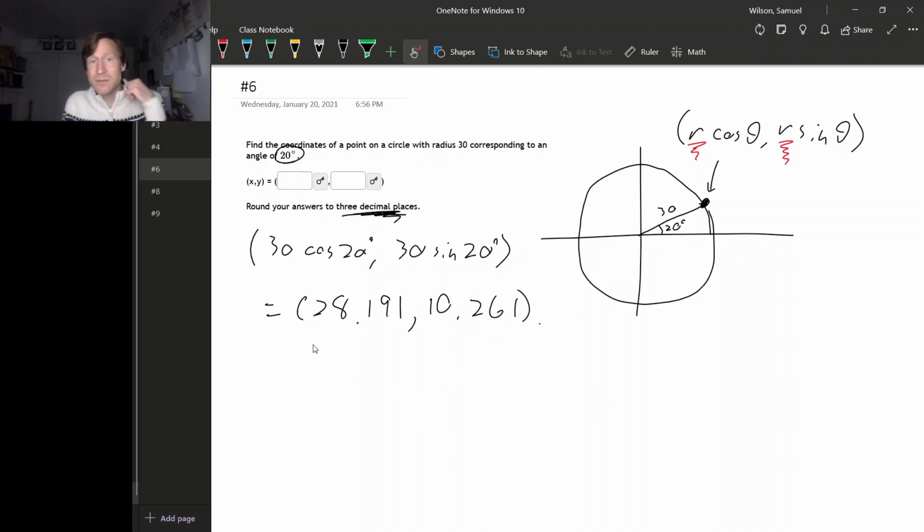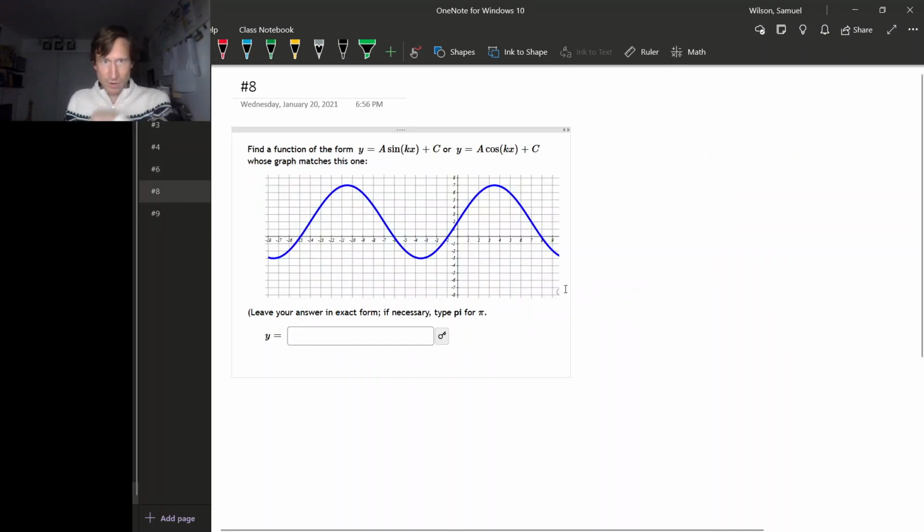And you know, this seems about right because with a 20-degree angle, the x-coordinate should be bigger than the y-coordinate, and that's what we're seeing here. So this seems plausible. All right, number 8, a function whose graph looks like this.